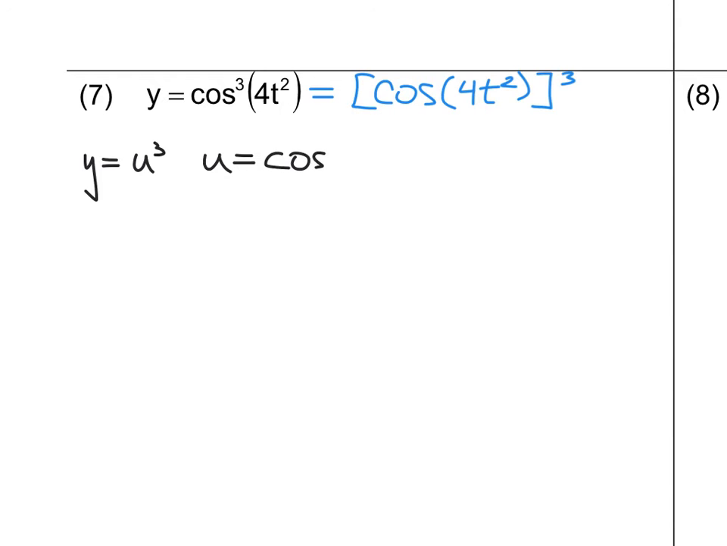So I got a little bit of an issue here. Cosine of 4t squared, that's just as challenging to figure out as the cosine being raised to the third power. So what I'm going to do is create a second variable, cosine of v. You don't have to use v, you can use whatever you want, where v is equal to 4t squared.